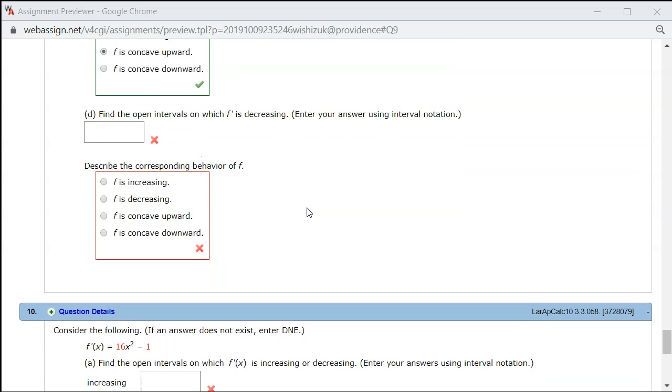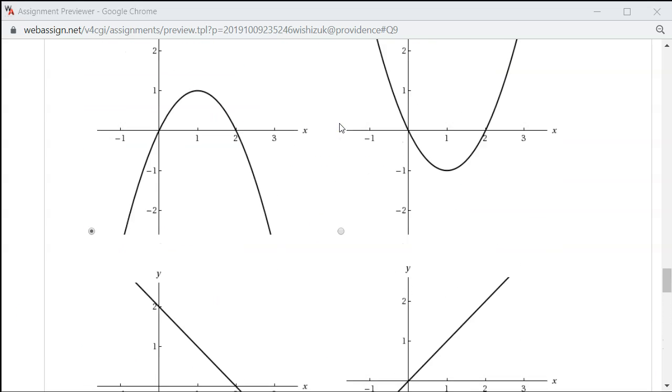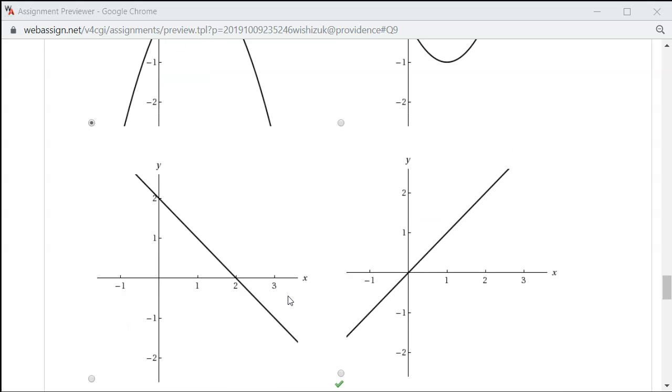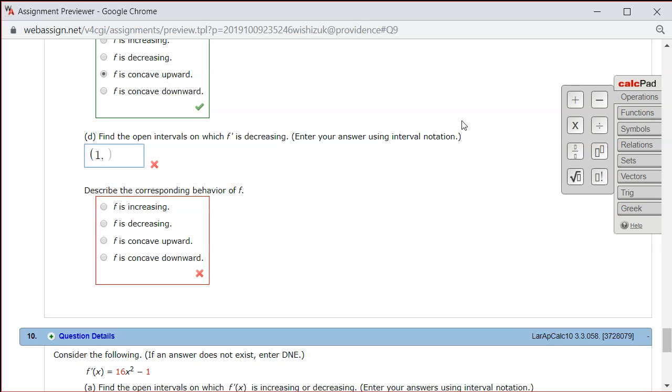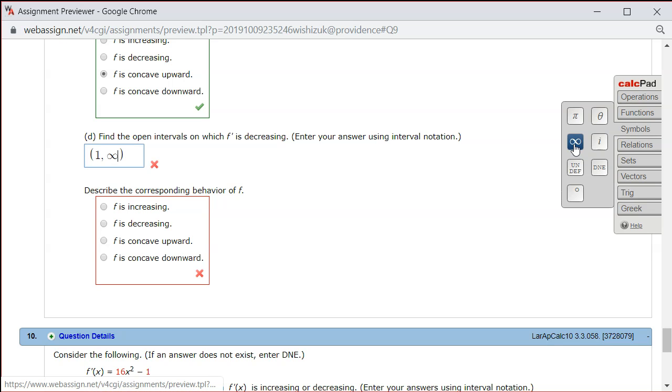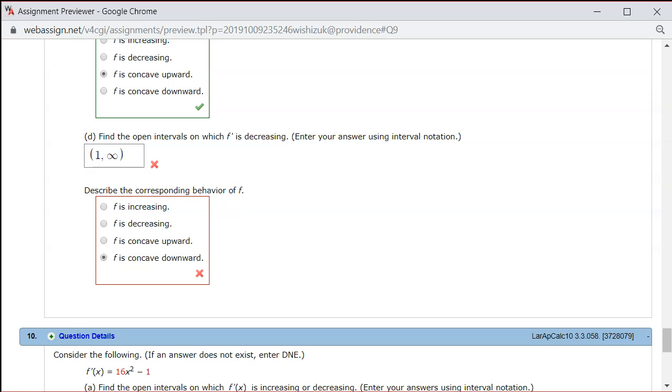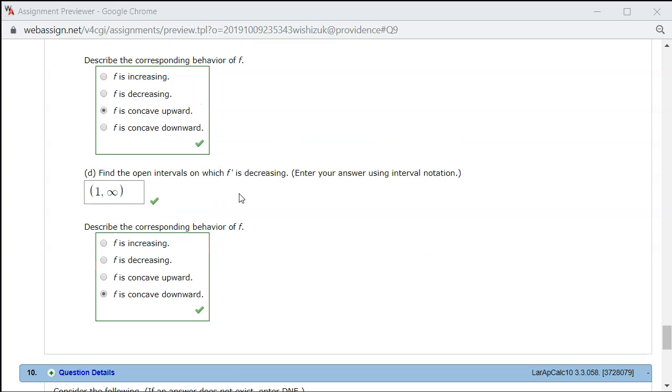Let's move on to part D. Find the open interval on which f prime is decreasing. So f prime is decreasing after 1. So we know that this is going to be from 1 to infinity. If f prime is decreasing, by definition, f is concave downward. Let's check the answer. I came back and it looks like we got part D correctly as well. Alright, that's it. I hope that this was clear.